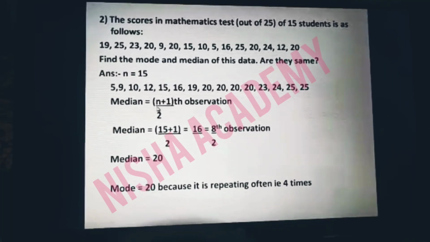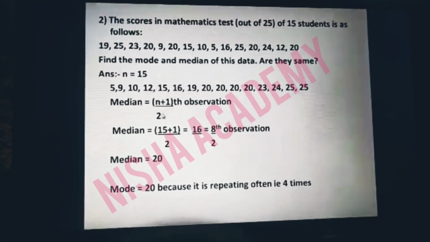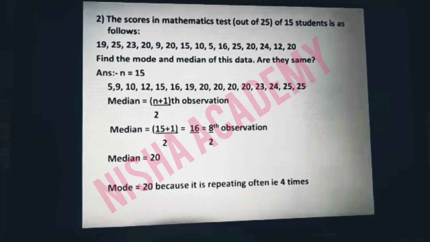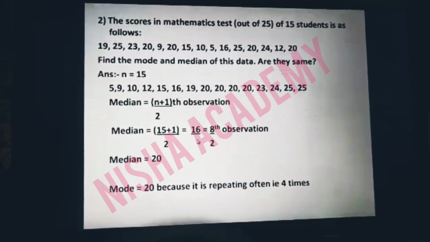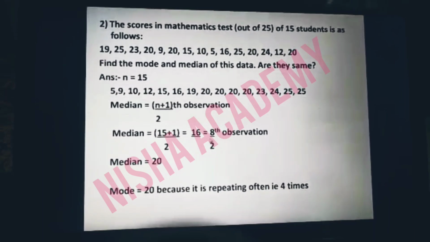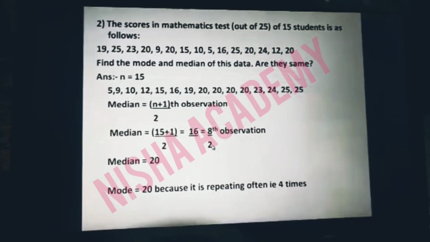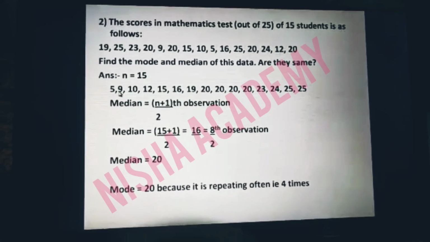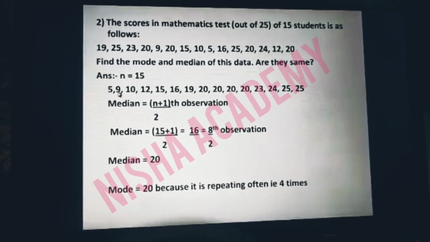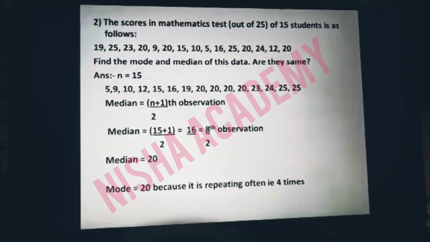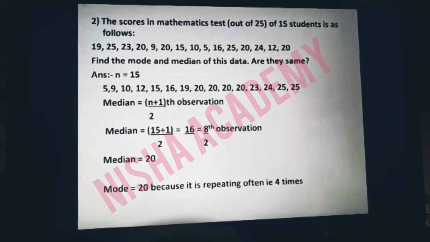Now to find the median, what is the formula? (n plus 1) upon 2th observation, which will be 15 plus 1 upon 2, 16 upon 2, which is equal to the 8th observation. Sorry, it has moved somewhat. So the 8th observation. Now count here. Which is the 8th observation? 1, 2, 3, 4, 5, 6, 7, 8. So what is your median?